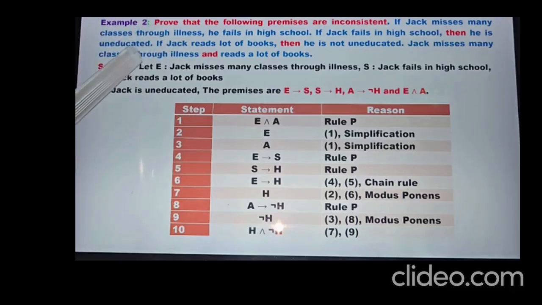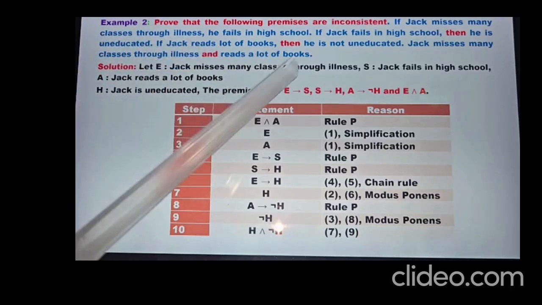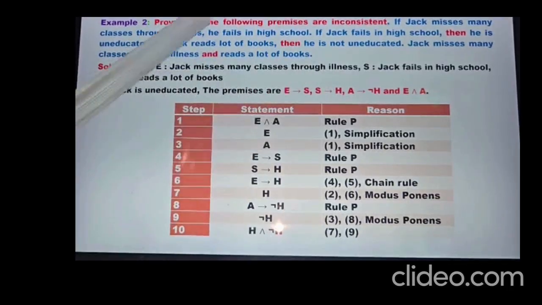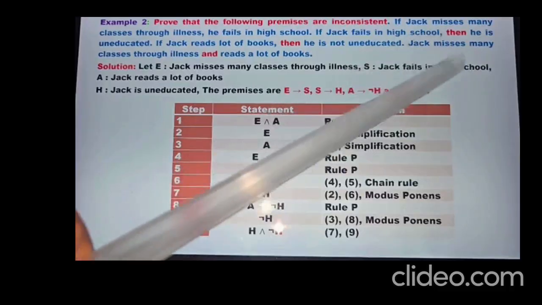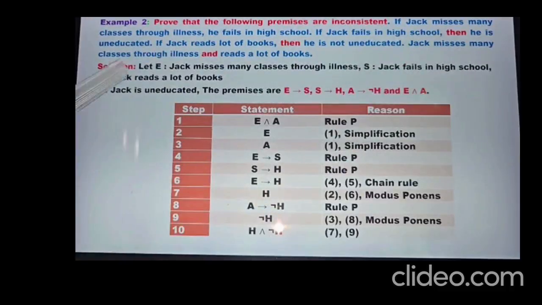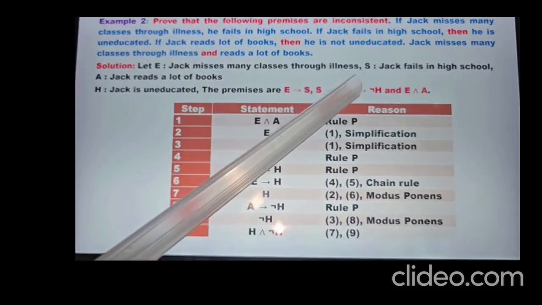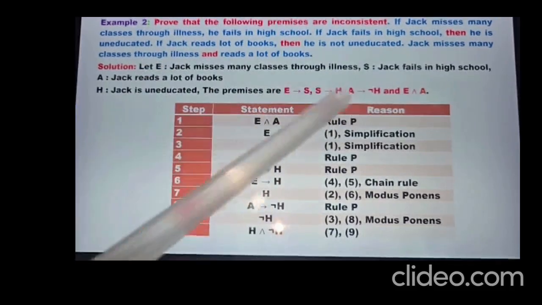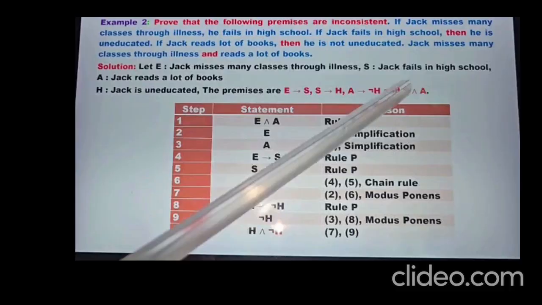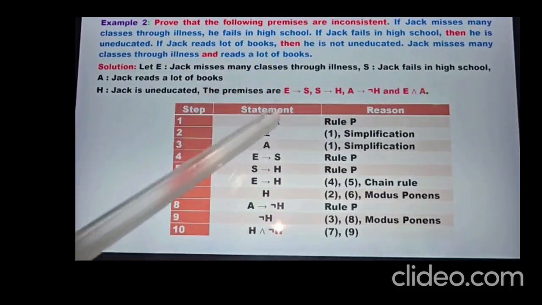Here I have assigned E to Jack misses many classes through illness, and S denotes Jack fails in high school. A denotes Jack reads a lot of books. H denotes Jack is uneducated. Then if you apply, the premises are E to S, S to H, A to negation H, and E and A. First I have taken the premise. E and A is the premise.